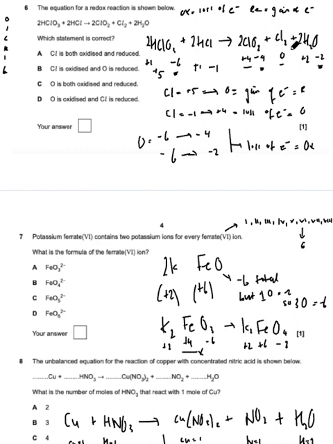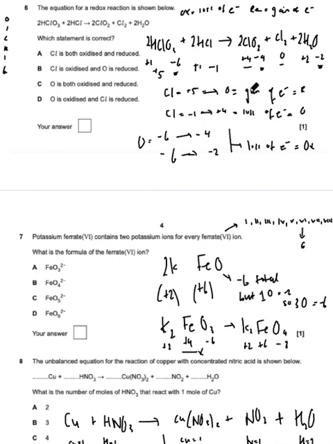And chlorine on its own, so as an atom on its own, an element, will be 0. And we have H2O, oxygen is -2, and we have hydrogen, which is +1, 2 lots of hydrogen, +2. Now let's write them out. That means we had chlorine going from a +5 to a 0.